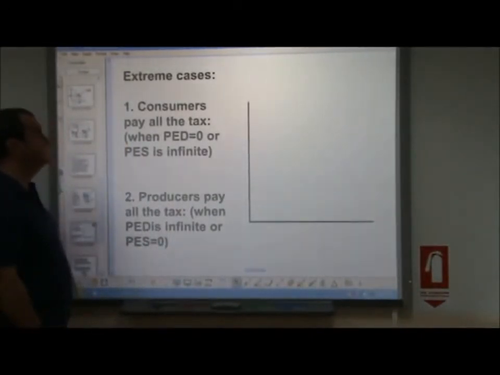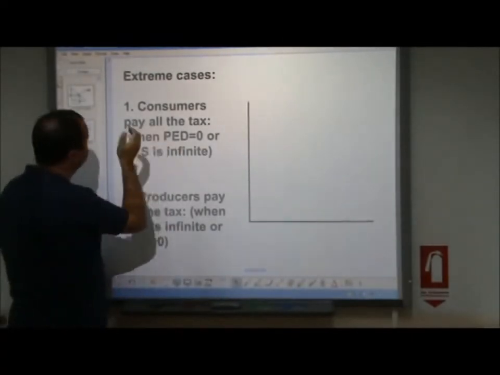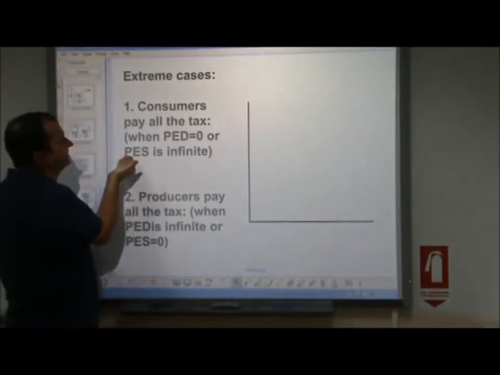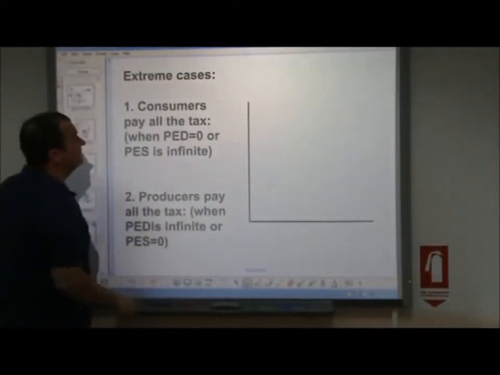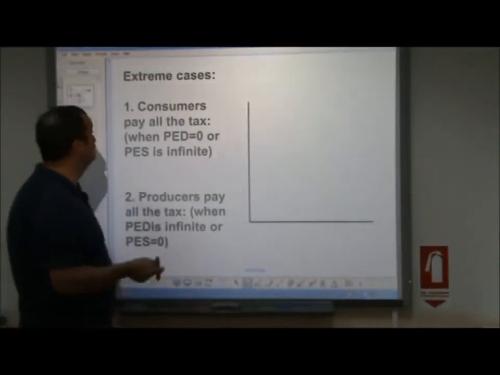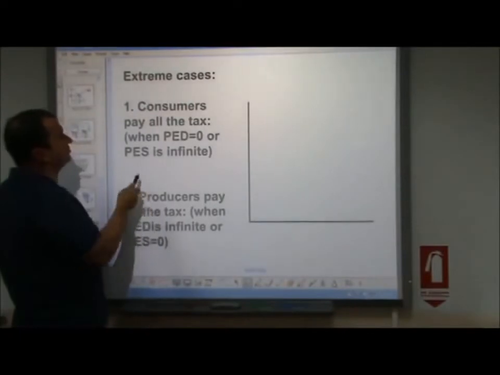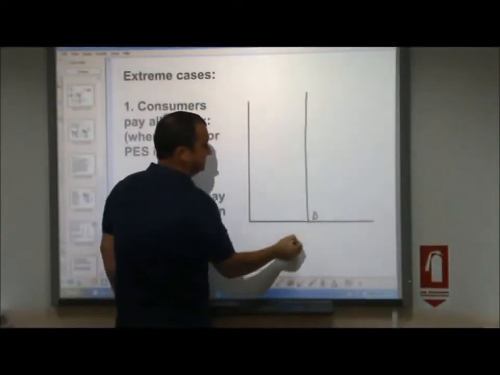Extreme cases. Consumers may pay all the tax. In the extreme case of price elasticity of demand being perfectly inelastic, or price elasticity of supply being perfectly elastic. I can show you that. It doesn't happen in reality, but theoretically it's possible, and you might get examined on it. So let me show you when PED is zero. PED looks like this. There's the demand.